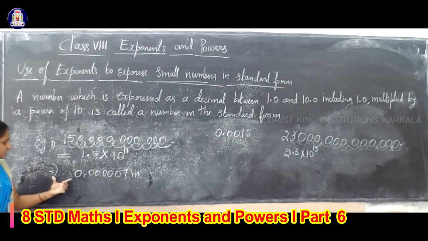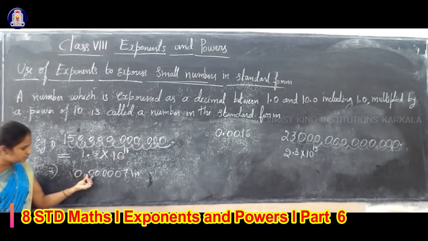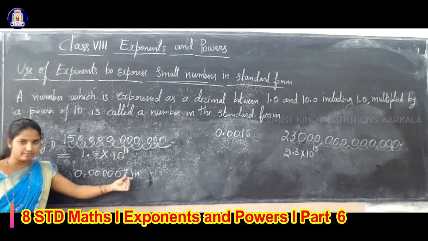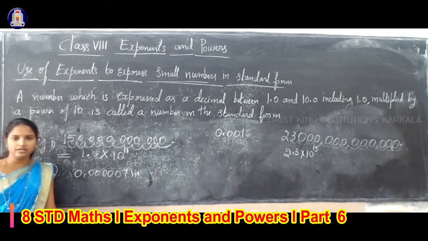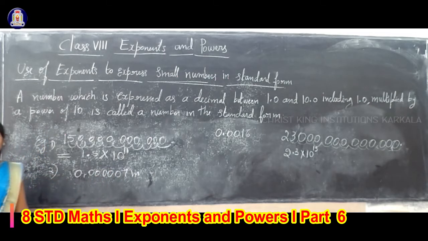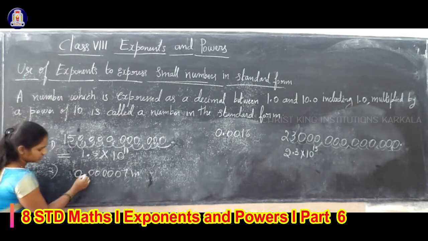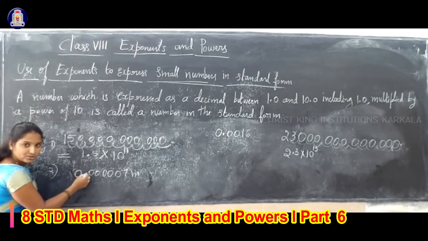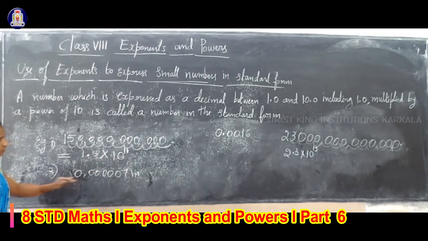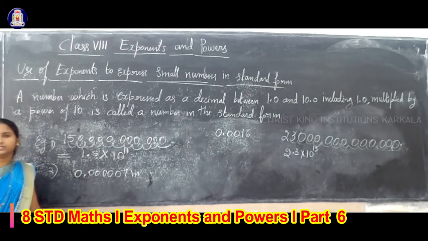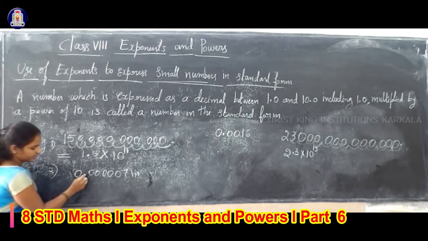Okay, in the second example, say 0.00007 meter. This is a small number, isn't it? Because the question is given like this, 0 point. 0 point is a minute number, right? 0.000 means that is the smallest number. Now, this given number, how can we write it in standard form? Now the decimal point is here.